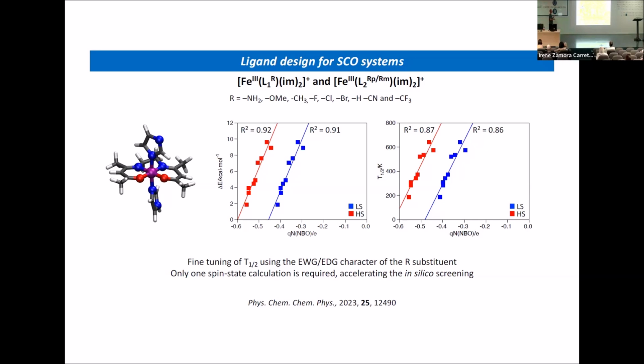I can do the high spin or the low spin state, and just by getting the energy of the partial charge of the nitrogen on each spin state, I can make an estimation of the enthalpy change or the transition temperature, which actually speeds up a lot the computational cost of studying those systems, because if I only have to calculate one of the two spin states, that's much faster, okay?